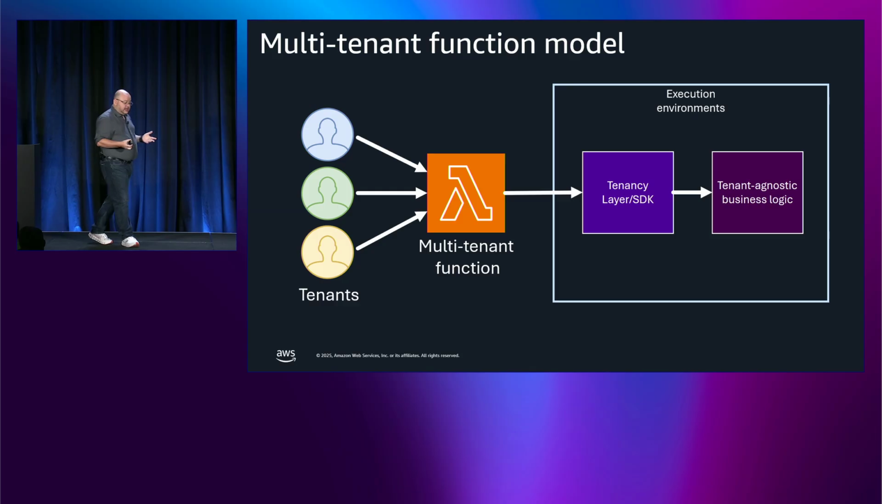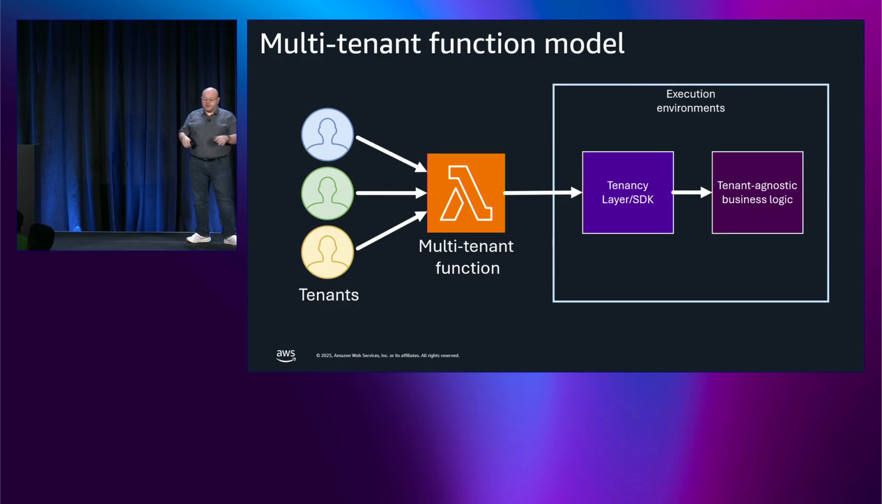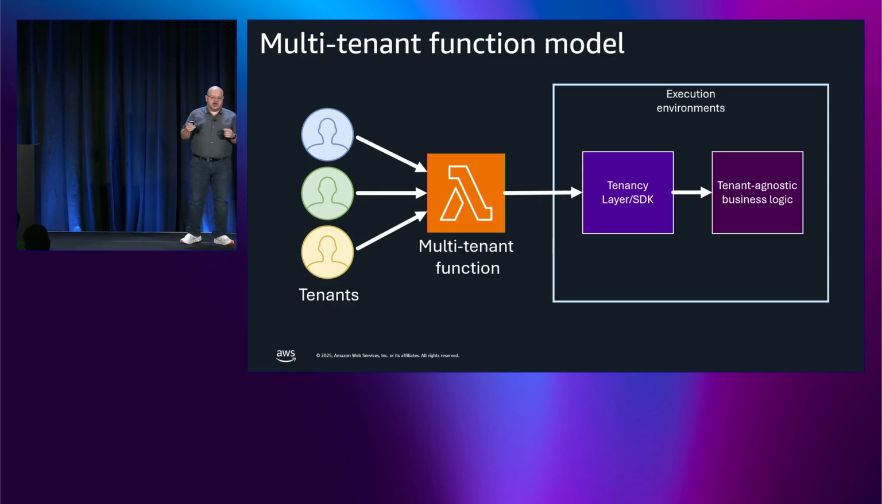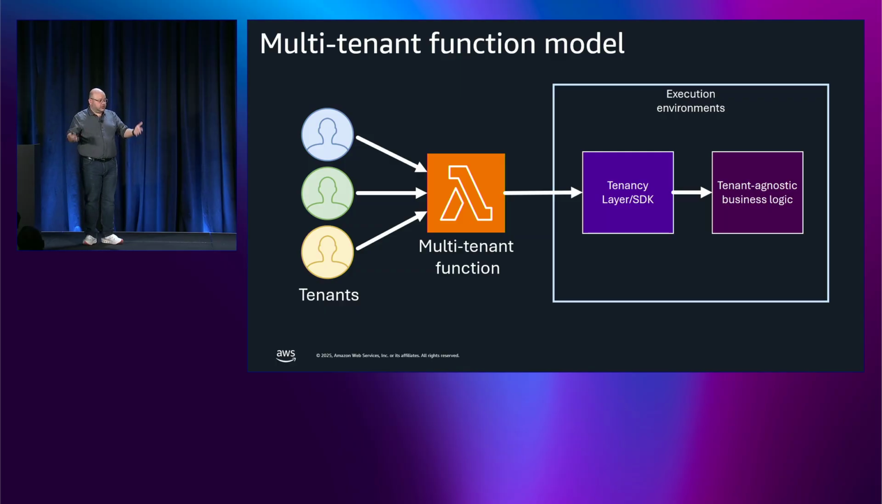A more common model is a multi-tenant function with multiple tenants using that function, but within that function, you have some sort of framework, SDK or layer. There are different ways to name it. Essentially, it's a piece of code that your organization wrote that handles that isolation, decoupled from the business logic. It handles things like validating the incoming tenant, scoping down credentials, logging on a tenant level, et cetera. So it's a piece of code implemented by your development organization that addresses that problem.